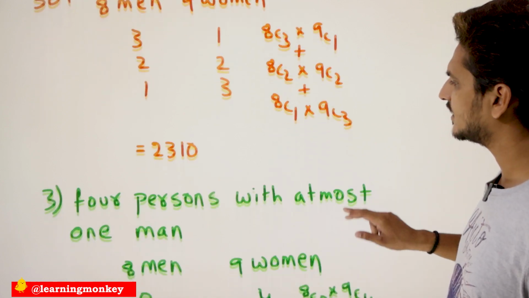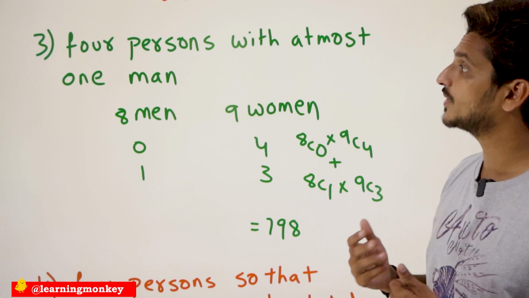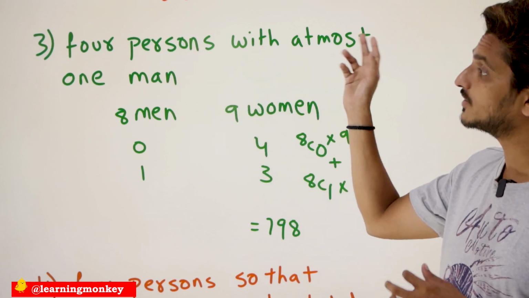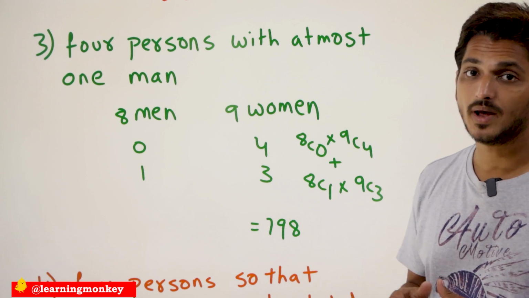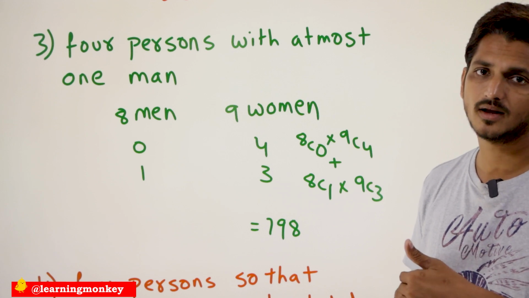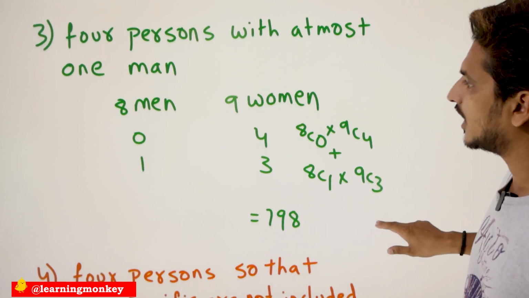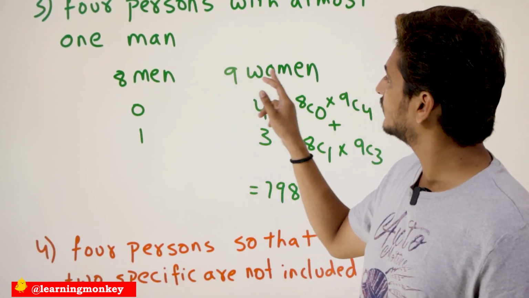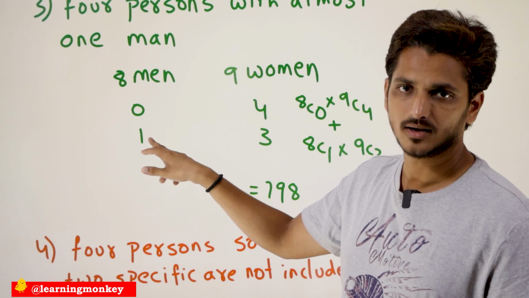Now coming to the next one, this is very similar to the above. You need to form a committee of 4 persons with at most one man. At most one man means you can have 0 men or 1 man. Maximum you are going to have 1 man. So you have 8 men and 9 women. Out of this you can select 0 men or 1 man.